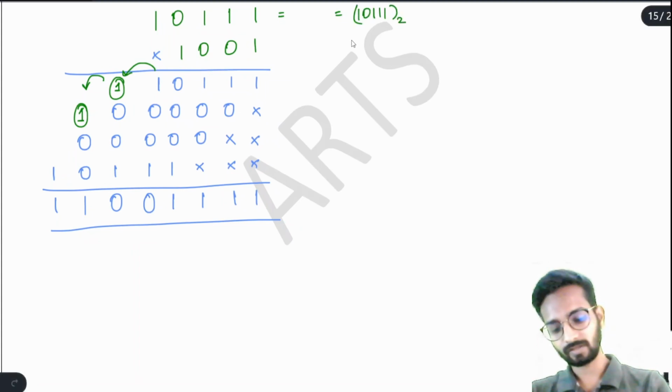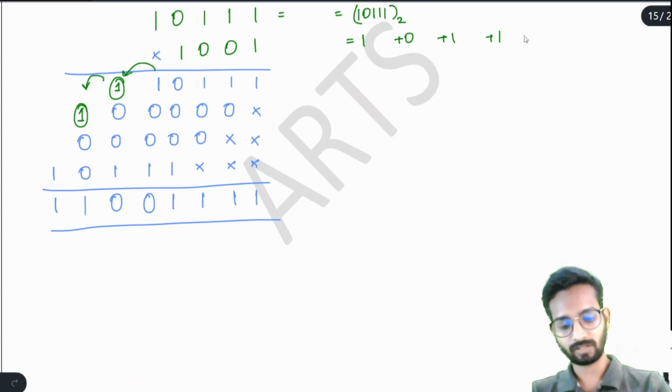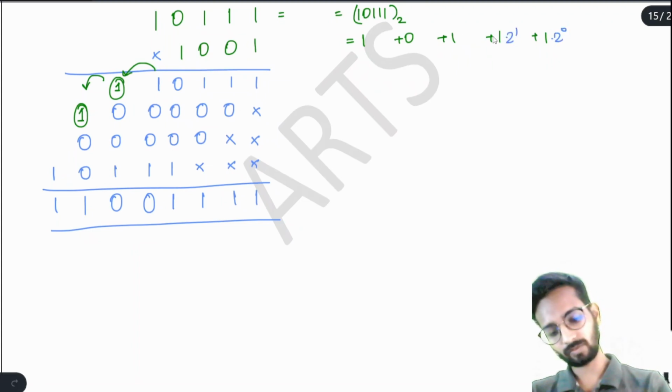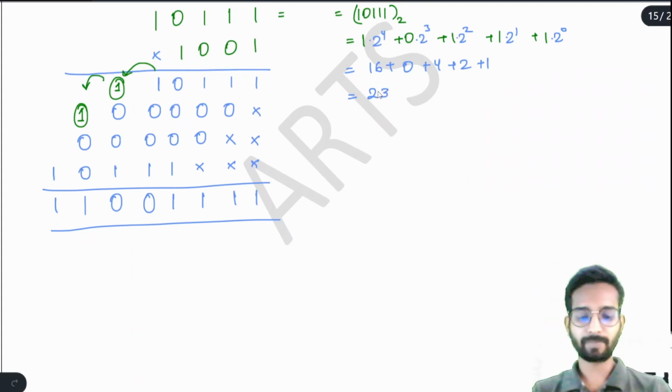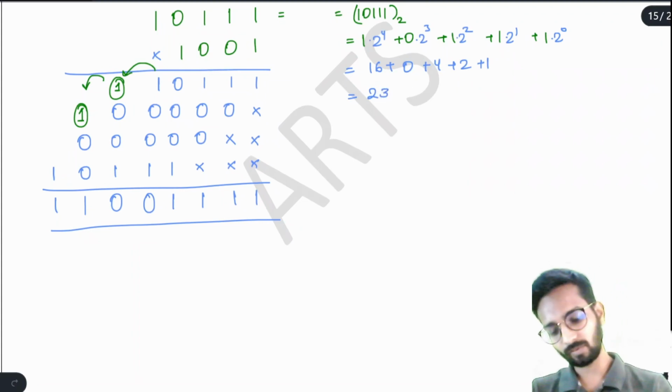10111 base 2 will be converted: 1 plus 0 plus 1 plus 1 plus 1. We have to write it with 2 power 0, 2 power 1, 2 square, 2 cube, 2 power 4. You will write 4, 4 is 16, 0, 4, 2, 1. It will become 23. Simple. Now converting the next number, what do we have?